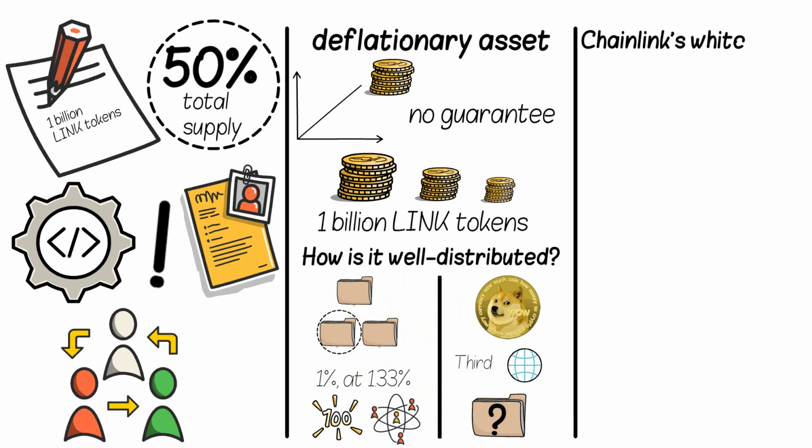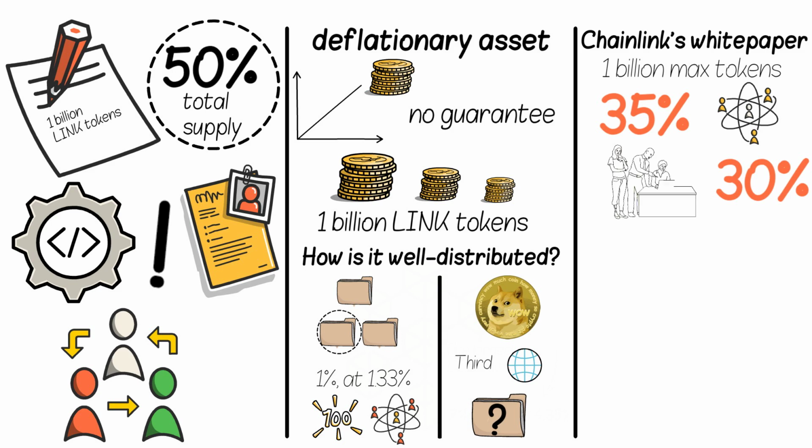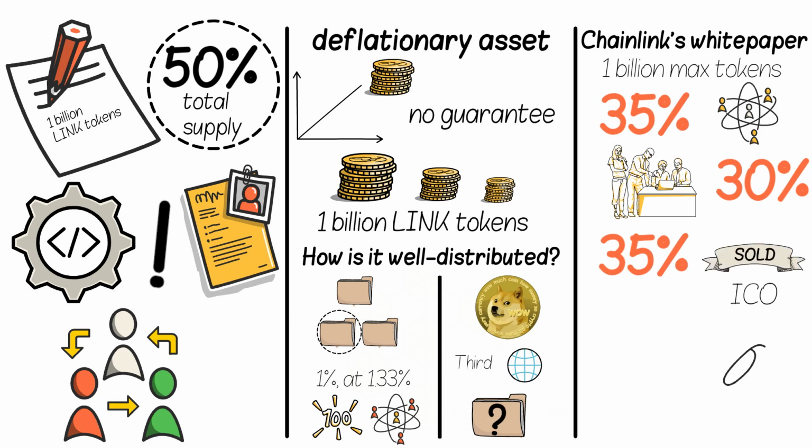Additionally, as stated in Chainlink's white paper, of the total 1 billion max tokens, 35% of this total will be allocated to those who help secure the network and run the oracles. Plus, 30% will go towards developing and expanding the ecosystem, while the final 35% was or will be sold, such as during their ICO. Speaking of the ICO, you would be sitting with a big smile on your face if you managed to get in at the bargain ICO price of 11 cents.